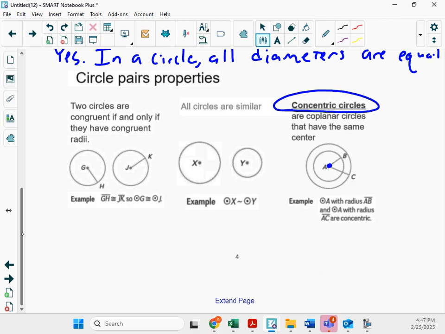So here I have circle A with radius AB, and I have circle A. They're both going to be named circle A by the center point, with radius AC.